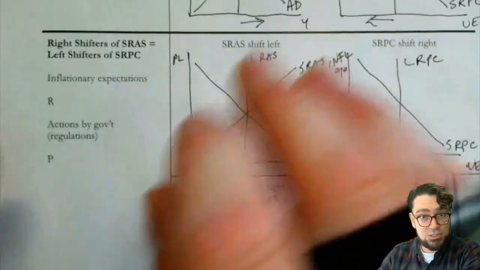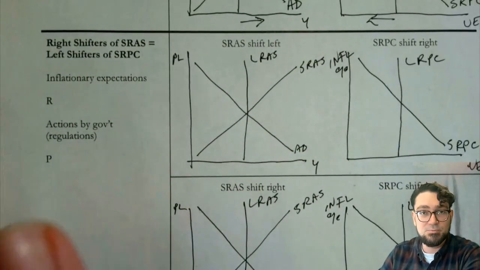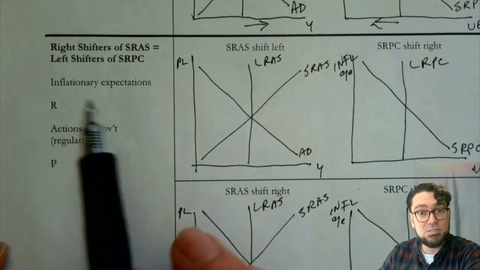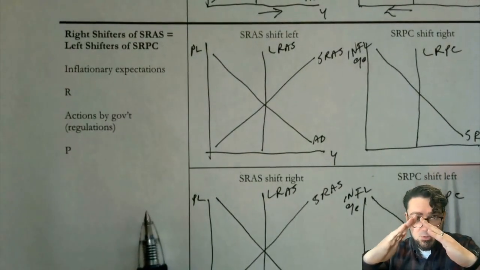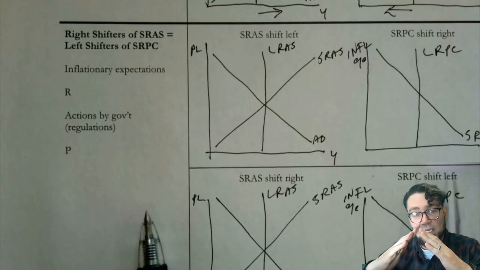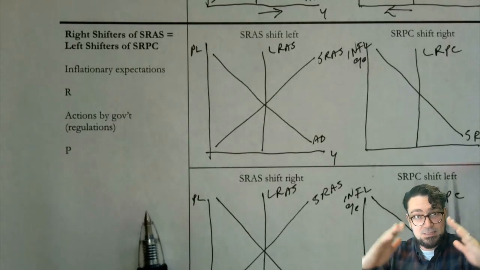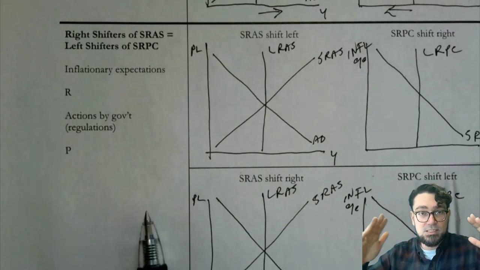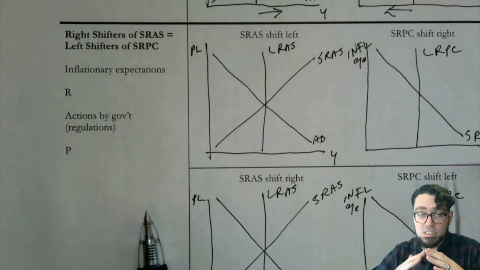Now, just as a reminder, there are four shifters of SRAS, and I totally stole this from Jacob Clifford, ACDC Econ, and he taught me that this is a really helpful way to remember this. He taught it as, remember, you've got your 45-degree angled arms, and that is a way to help you remember the shifters of SRAS. They are inflationary expectations, resource costs, actions by the government affecting producers, and productivity.